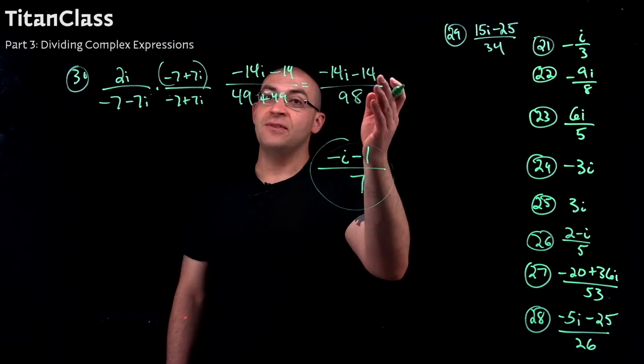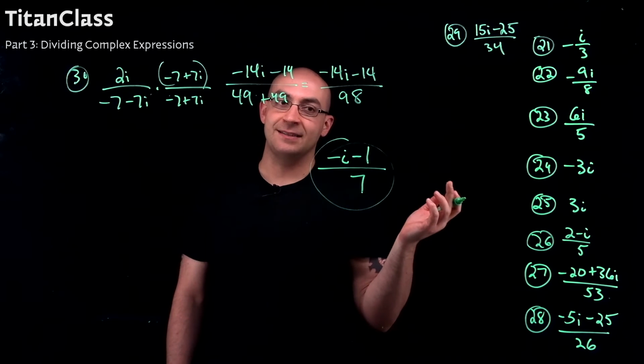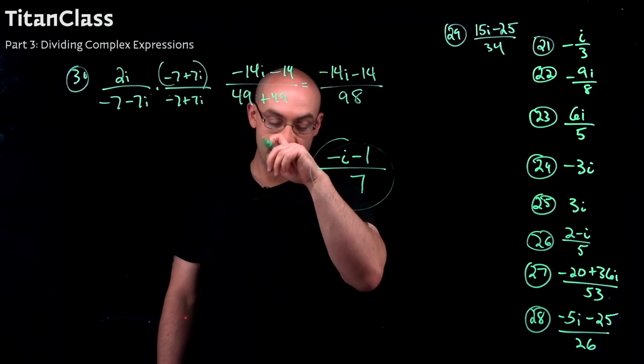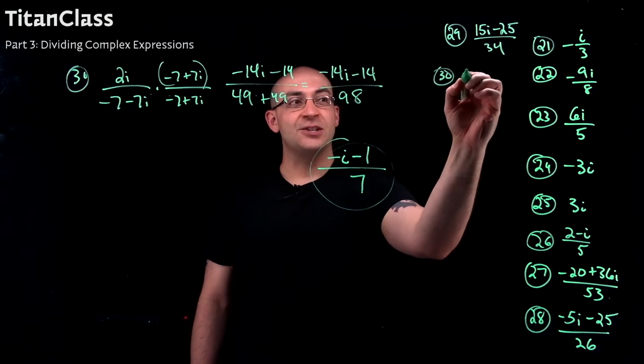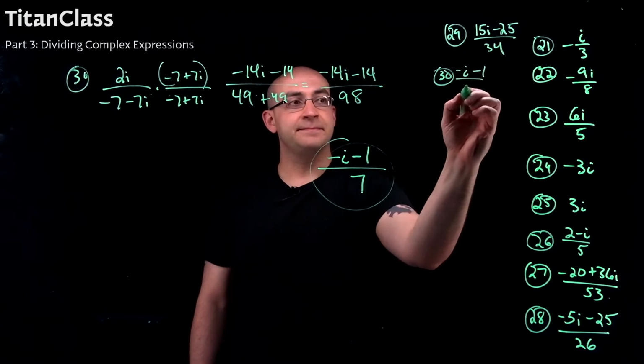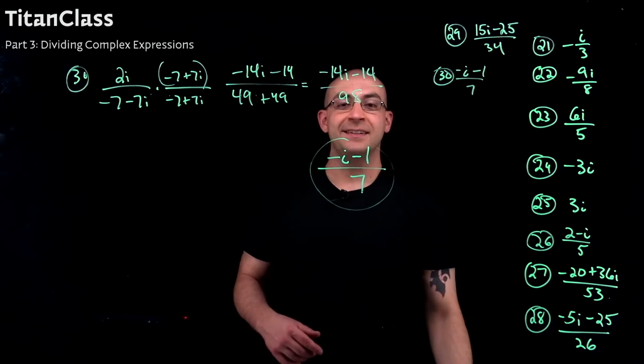I just happen to know that 14 went into 98. Like, that felt right. So I could have used the calculator. Use the calculator. Don't do what I just did. I'm a trained professional. Sort of. Okay, negative i minus 1 over 7.